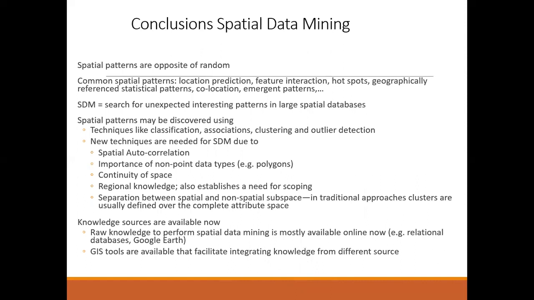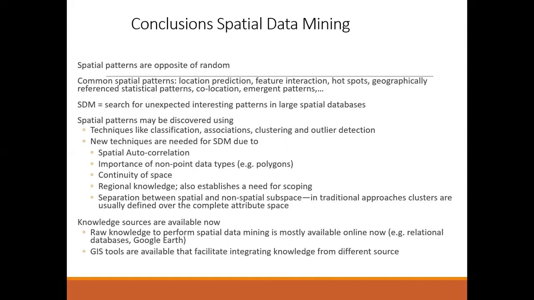Now, after talking about all these things, I would like to conclude my discussion on spatial data mining. Spatial patterns are the opposite of random. Common spatial patterns include location prediction, feature interaction, hotspot prediction, geographical reference prediction, and many more. Unexpected, interesting patterns in large spatial databases can be discovered. Spatial patterns may be discovered using many techniques: classification techniques, association techniques, clustering techniques, outlier detection, inlier detection, and so on.